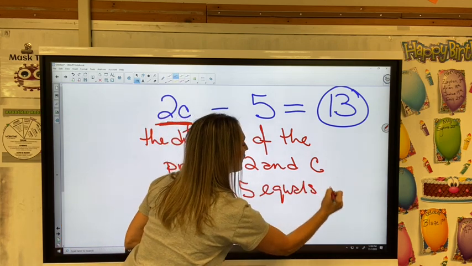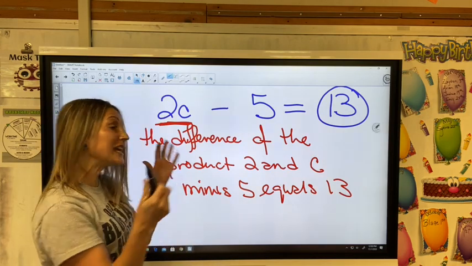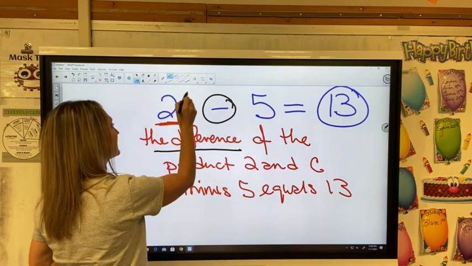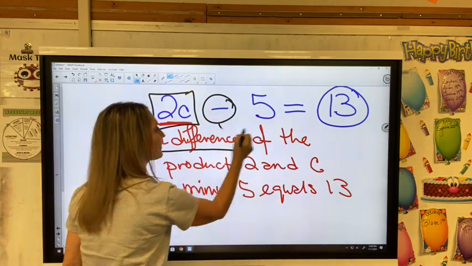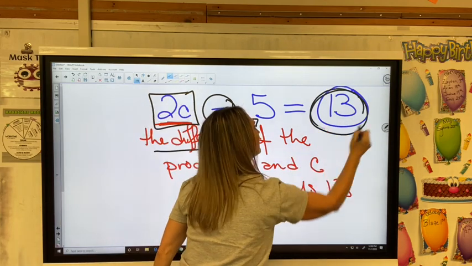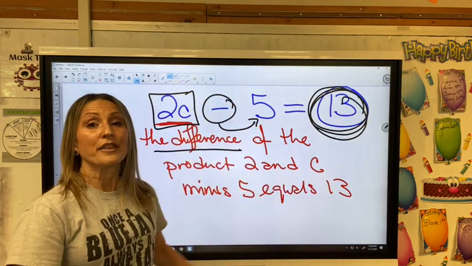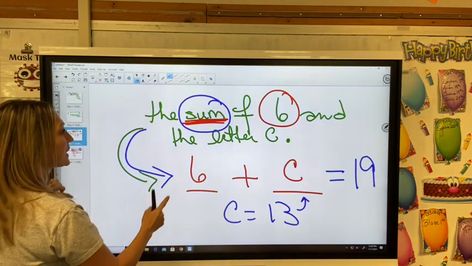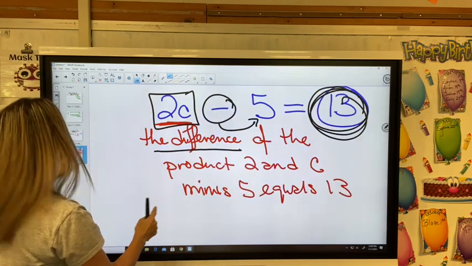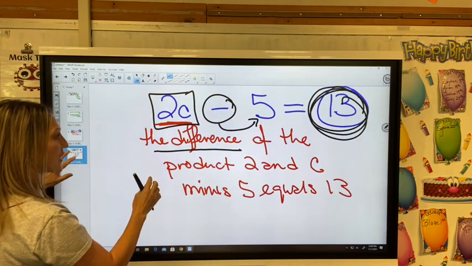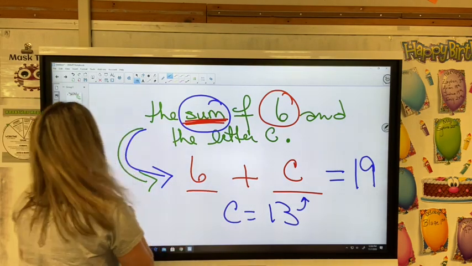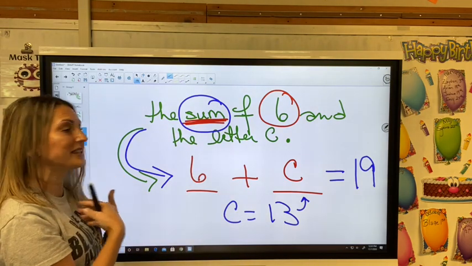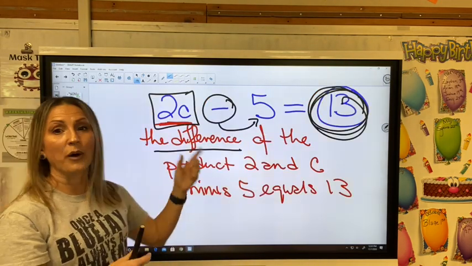equals 13. And so when I then take this back to that problem, I have to look for this information. The difference of the product 2 and C minus 5 equals 13. That's part of the algebra. Taking it from words to problem, problem to words, and the only way I can do that, sixth graders, is if they tell me what the variable is, or in this case, they tell me what the answer is. And then I can go on to figure out what C is.